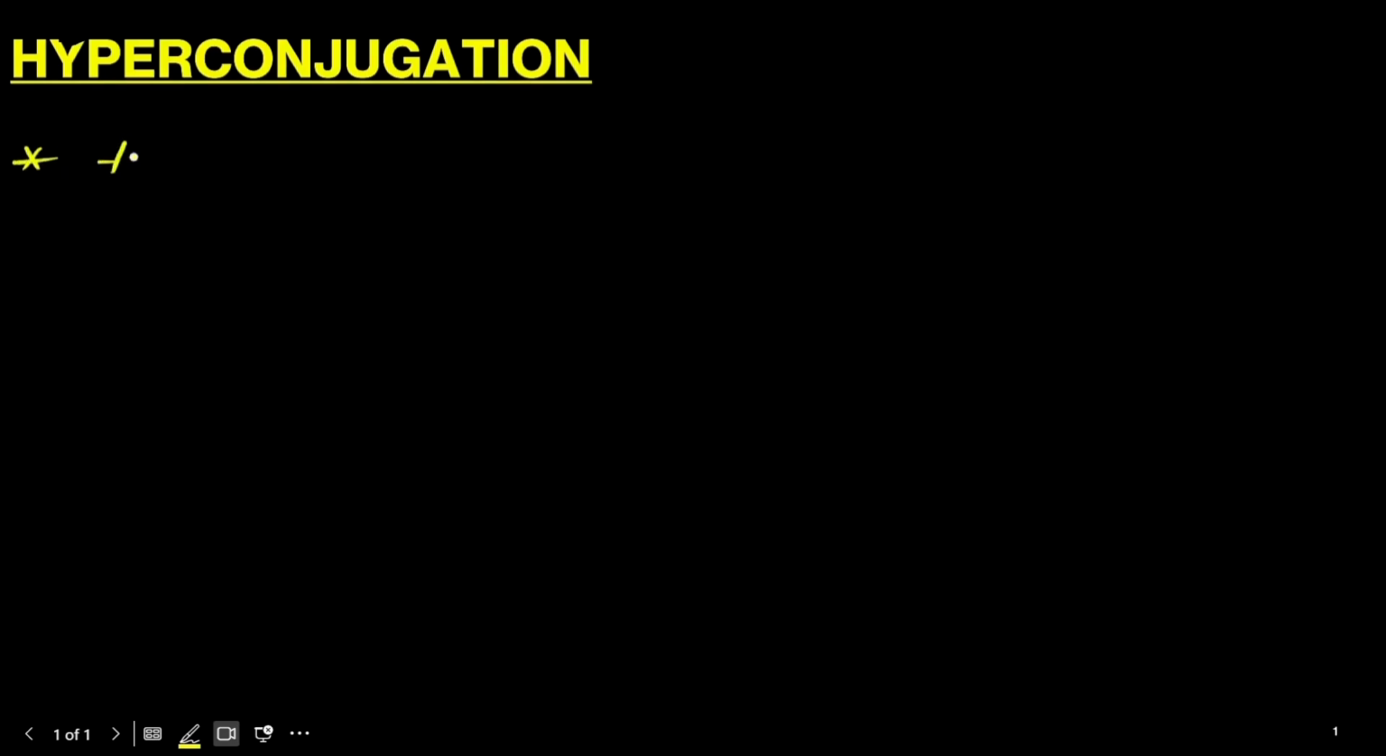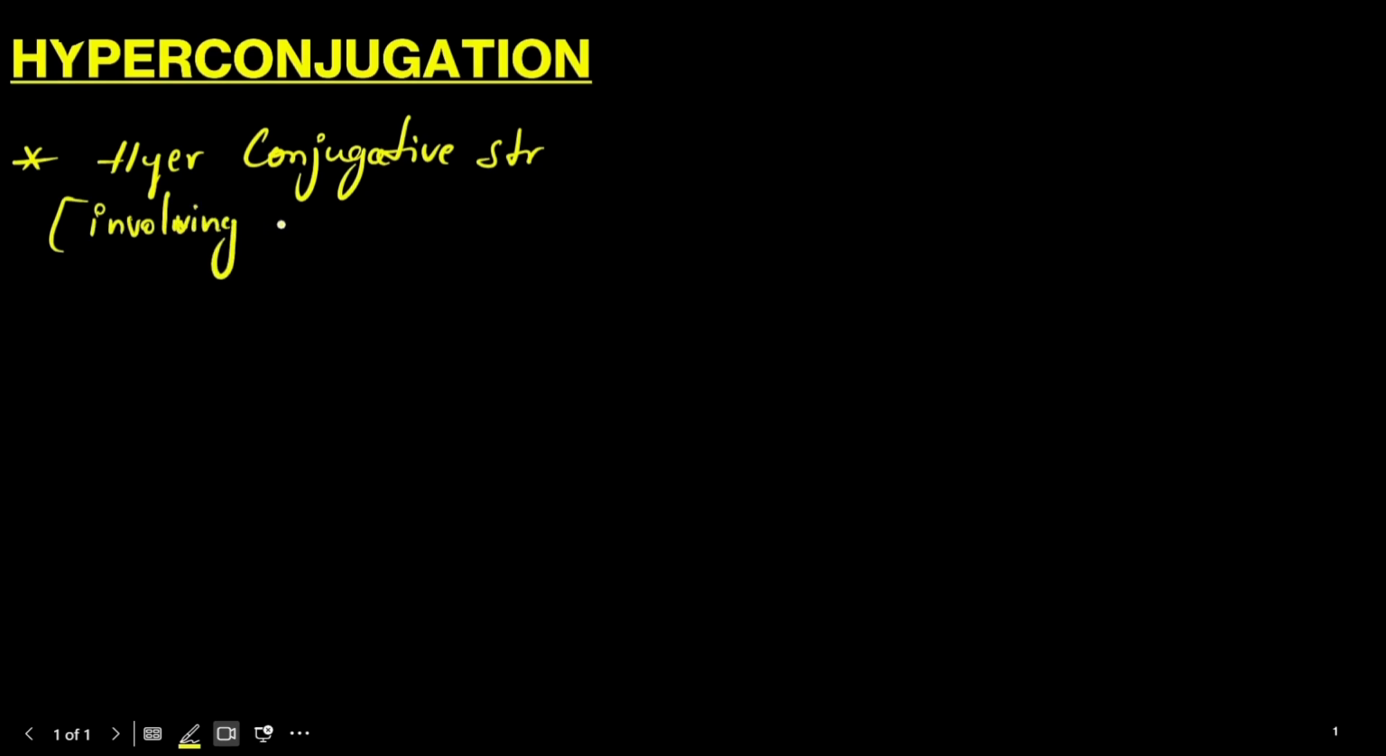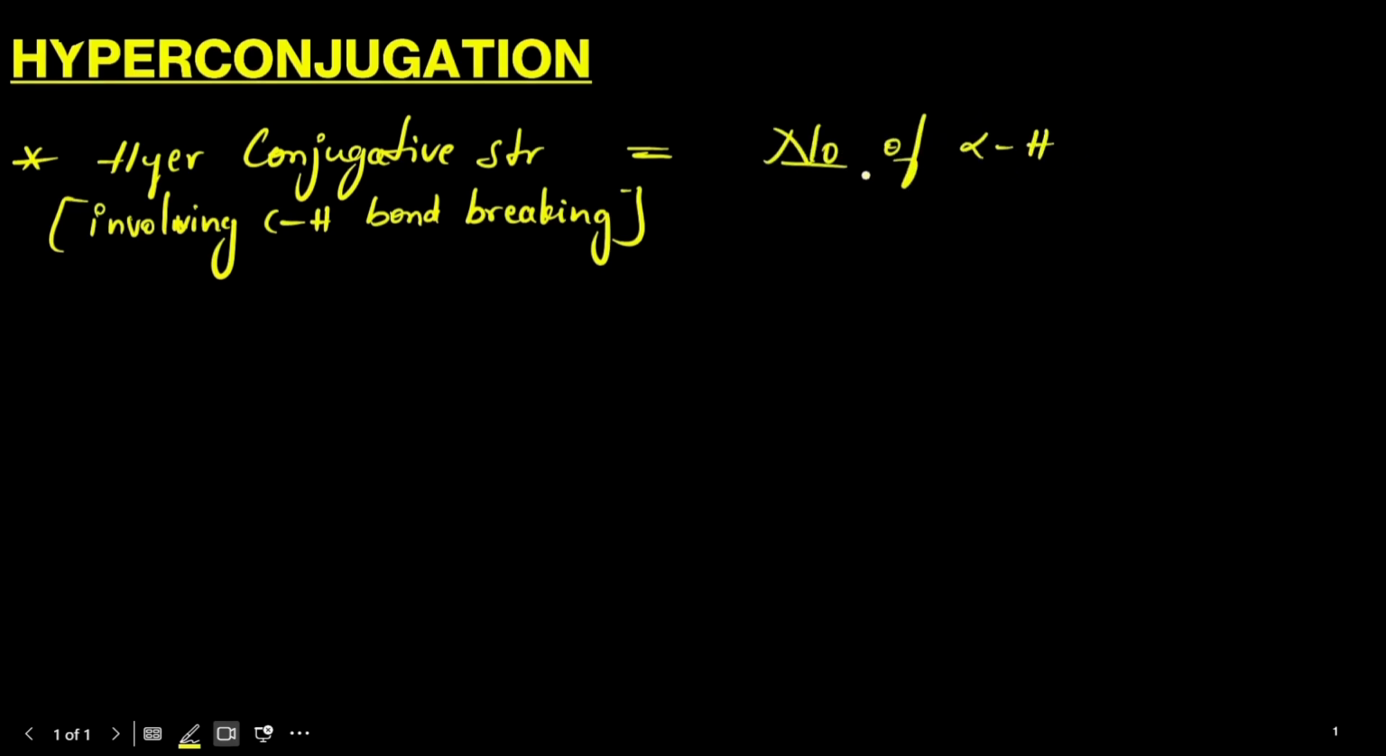Consider one more point. Here, the number of hyperconjugative structures which involve carbon and hydrogen bond breaking is equal to the number of alpha hydrogen atoms. Number of hyperconjugative structures which involve CH bond breaking is equal to the number of alpha hydrogen atoms.